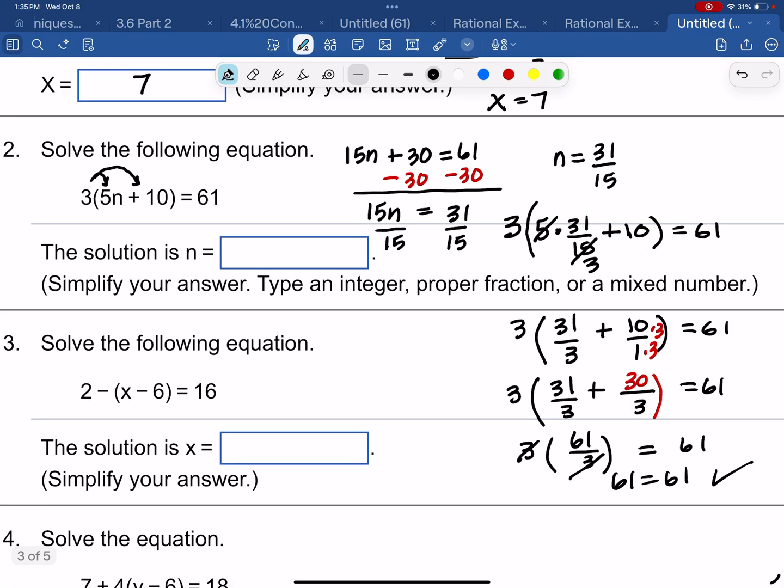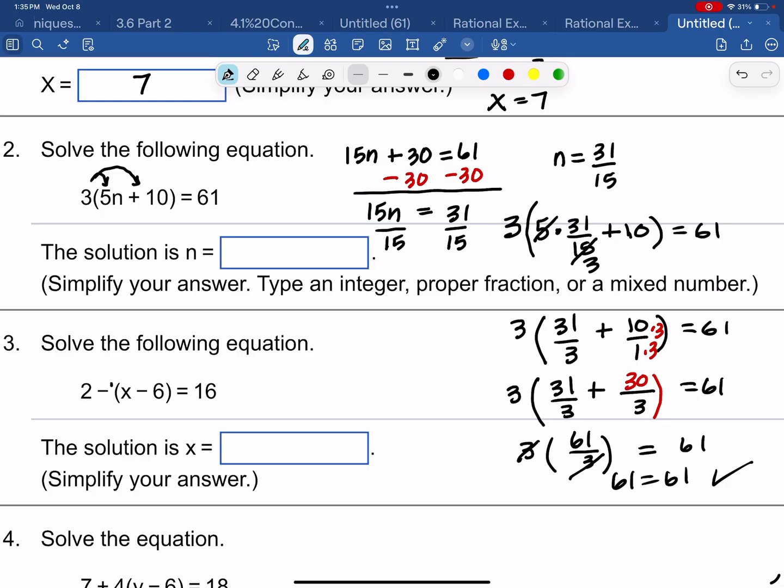So you don't have to check your equations, but if you do, especially if you get a weird answer like that, you can check it and confirm that that is in fact the right answer. Example number 3. Solve the following equation. 2 subtract, and in parentheses, x minus 6, close parentheses, equals 16.